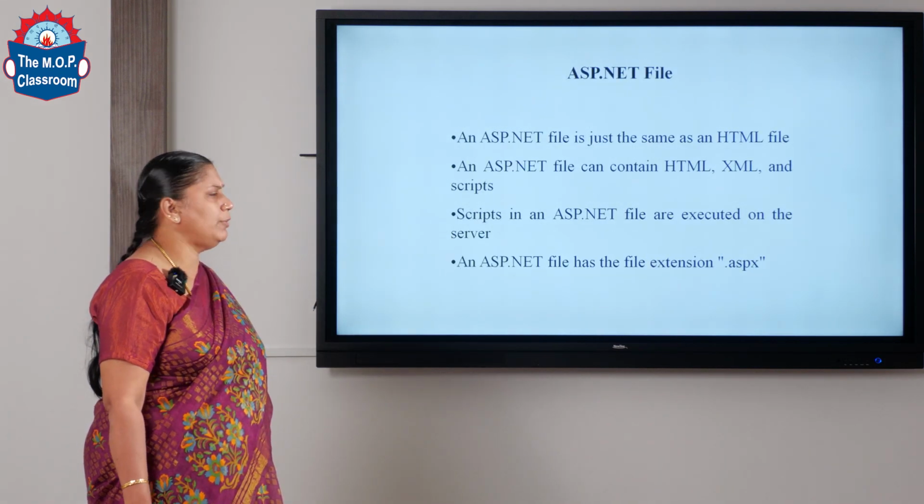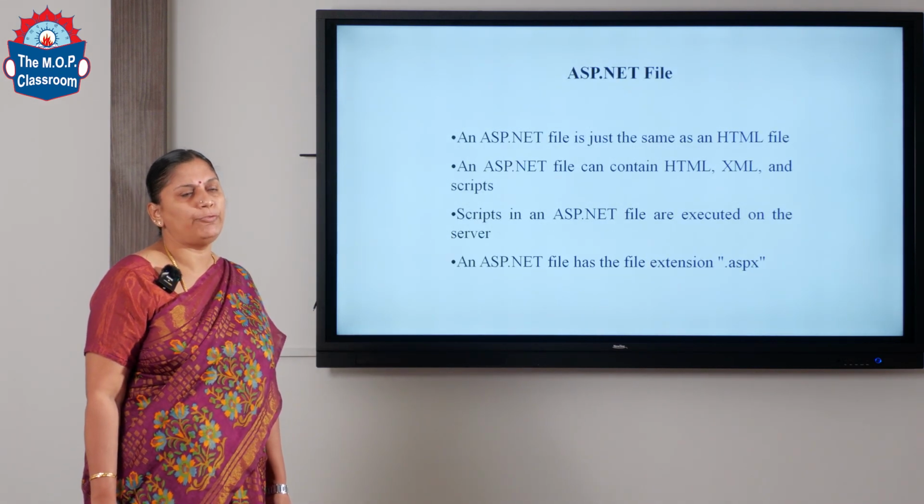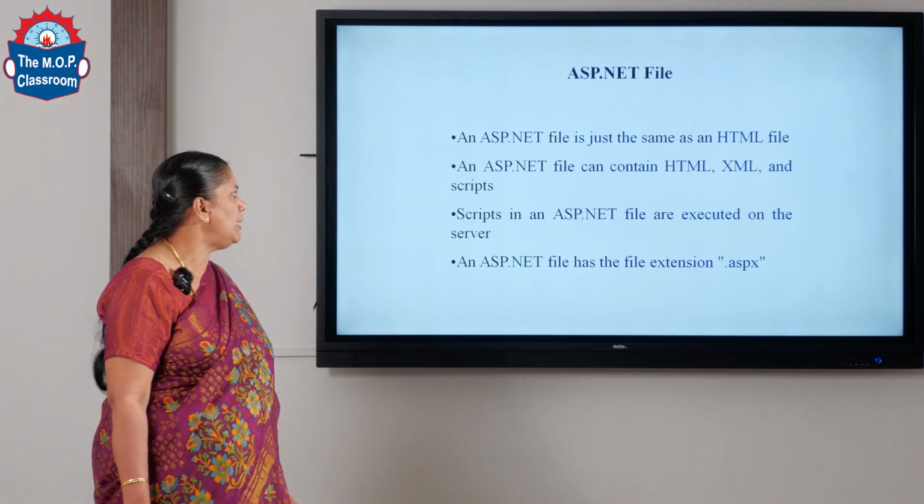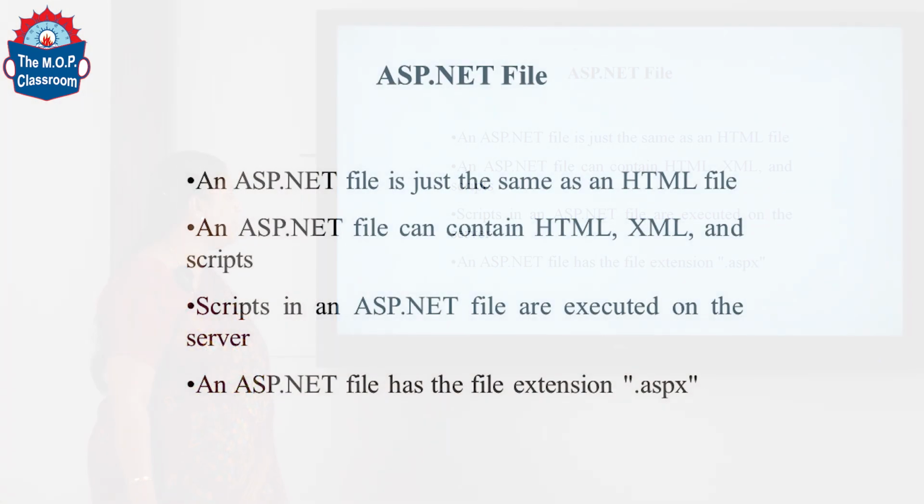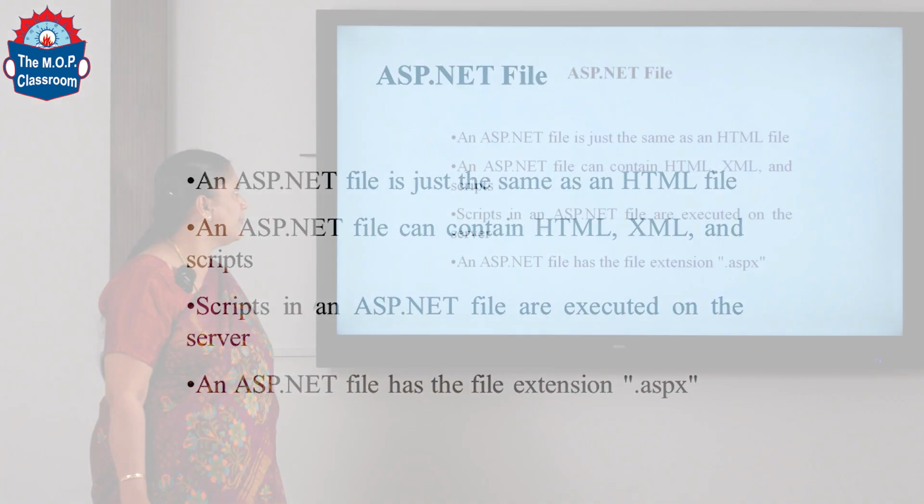When you talk about an ASP.NET file, it is just similar to an XML or a HTML file. An ASP.NET file can contain HTML and XML and scripts. Scripts in an ASP.NET file are executed on the server. An ASP.NET file has a file extension of .aspx.